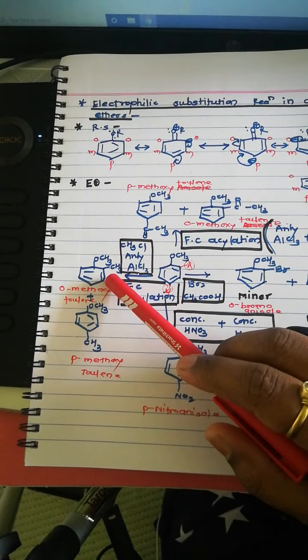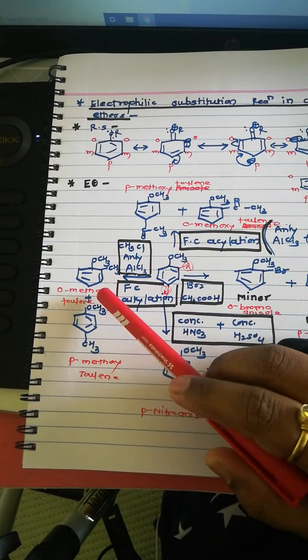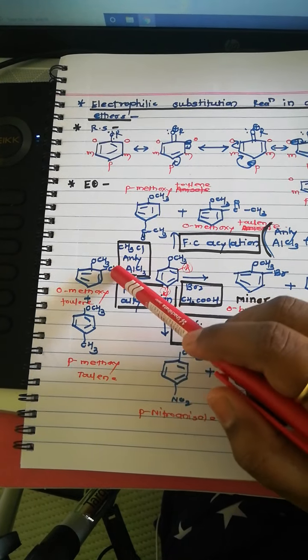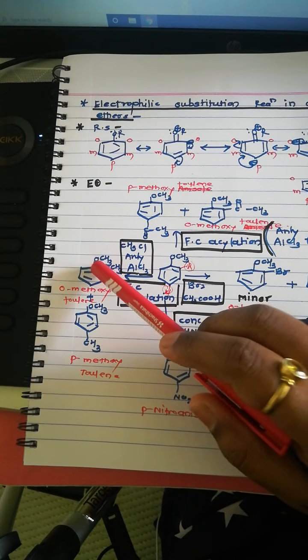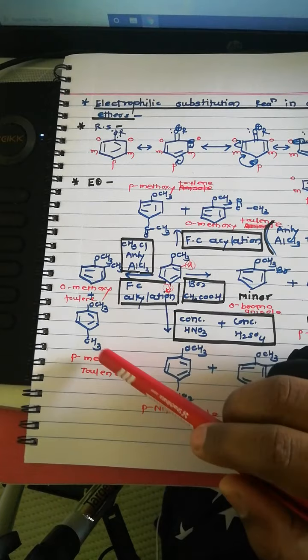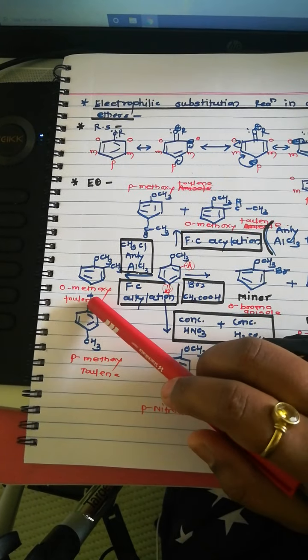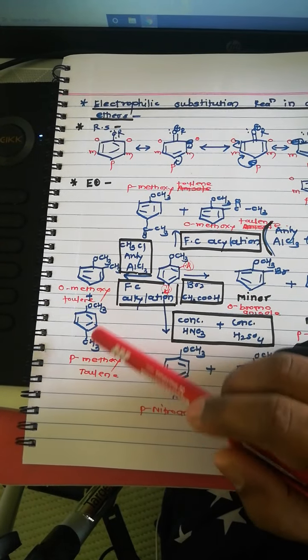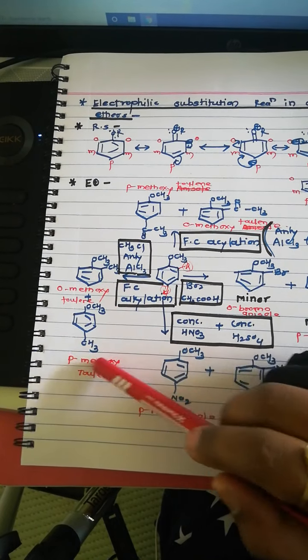Here at ortho position CH3, the name of the compound is here at ortho position methoxy group, therefore orthomethoxytoluene. Here at para position methoxy group and this part is called toluene, therefore name is paramethoxytoluene.